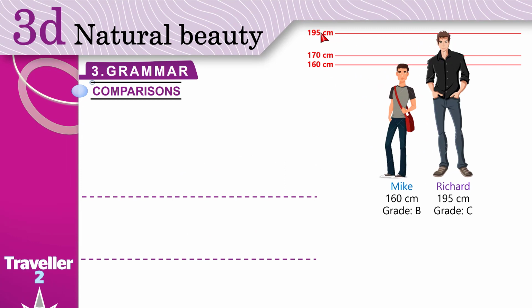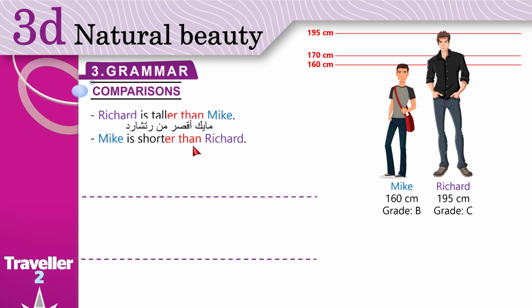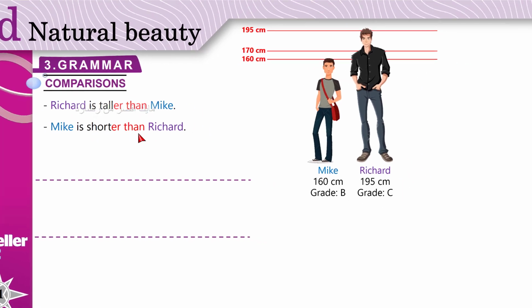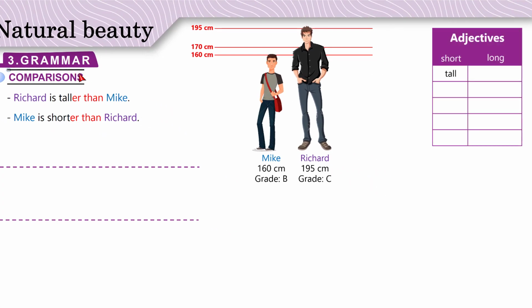Richard is 195 centimeters tall, whereas Mike is only 160 centimeters tall. We say that Richard is taller than Mike. Richard is taller than Mike. Taller than. Or we could say that Mike is shorter than Richard. Shorter than. Now look. The adjective we're using here is tall.